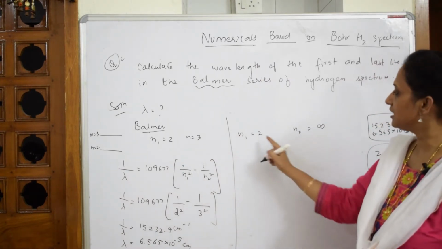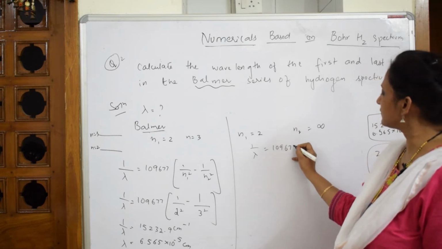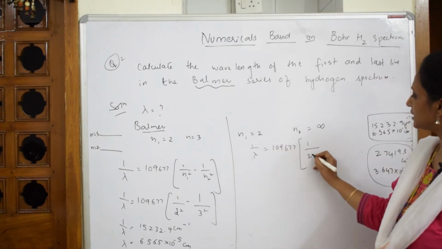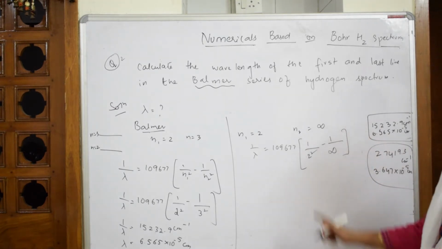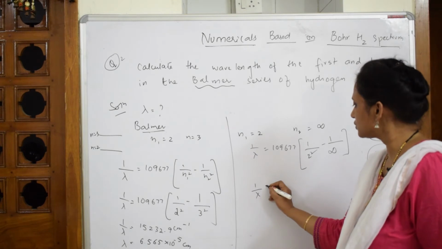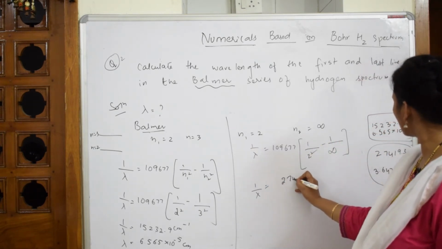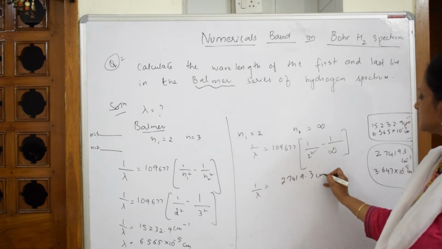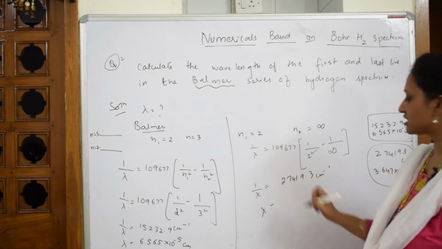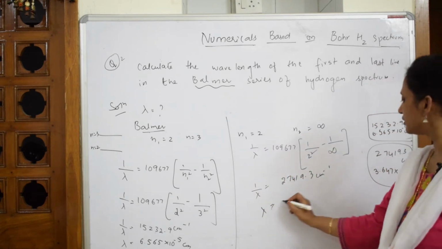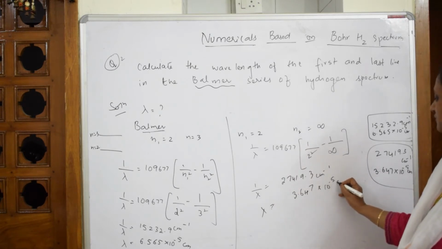Now the same case. In this case, 1 by lambda is equal to 109677 into 1 divided by 2 square minus 1 divided by infinity, because that's the last line. Now substitute. When I solve this whole thing, I get an answer of 2741.93 centimeter inverse. So lambda is equal to 1 divided by this, and I get an answer of 3.647 into 10 raised to the power of minus 5 centimeter.